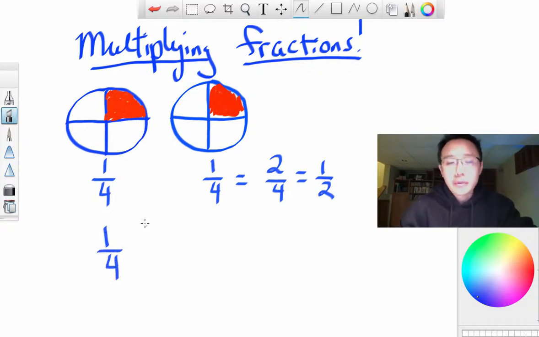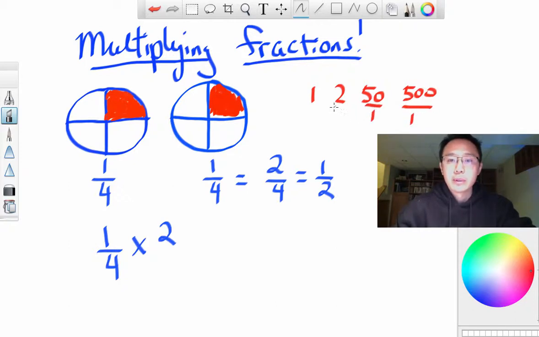Well, since you have 2 of them, you can say that it's multiplied by 2. So since it's multiplied by 2, we're going to say 2. And anytime you have a whole number, any number like 1, 2, 5, 500, they all have this invisible 1. So they're all over 1 if we were to put it into fraction, right?